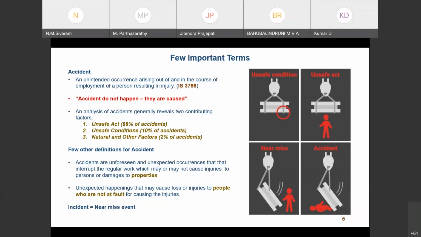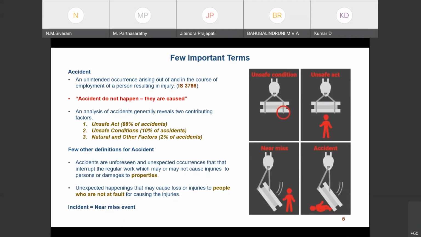Then unsafe act is nothing but a person who is standing beneath the suspended load. So if there is a suspended load and the person is standing beneath that, or the other way, the operator suspends the load over a person who is standing. So this is called an unsafe act. This can be either by the person who is standing or the operator of the crane. But this is done purposefully, or it is an unsafe act by a human being.